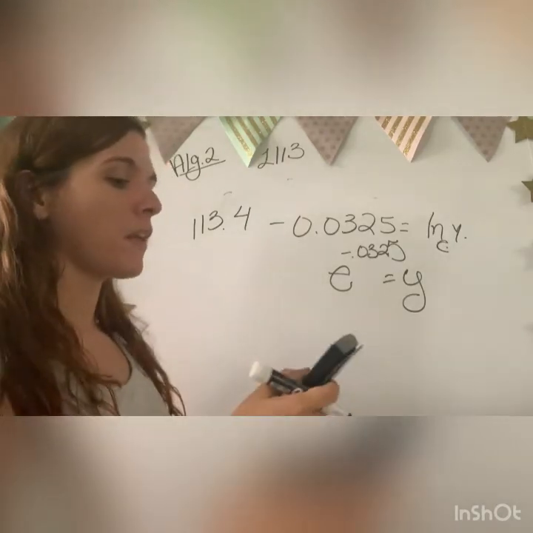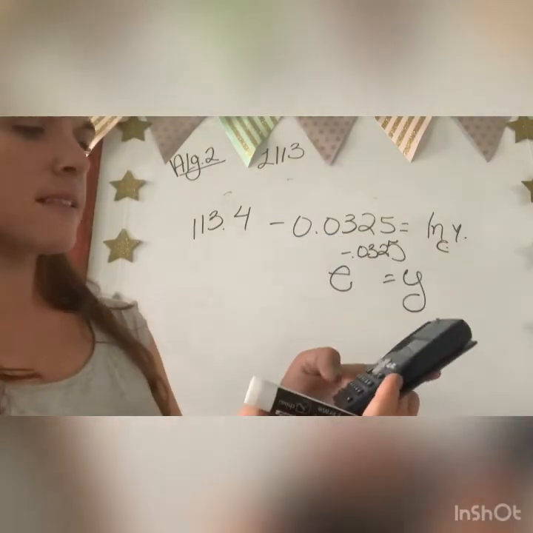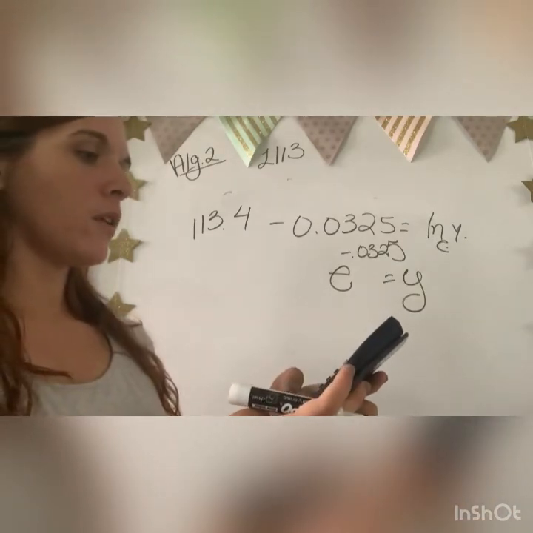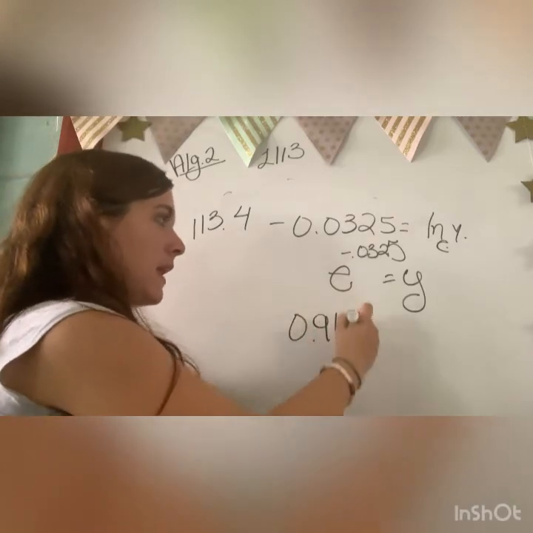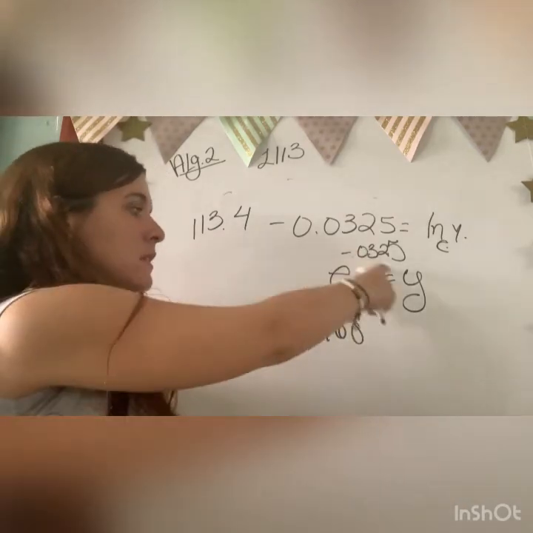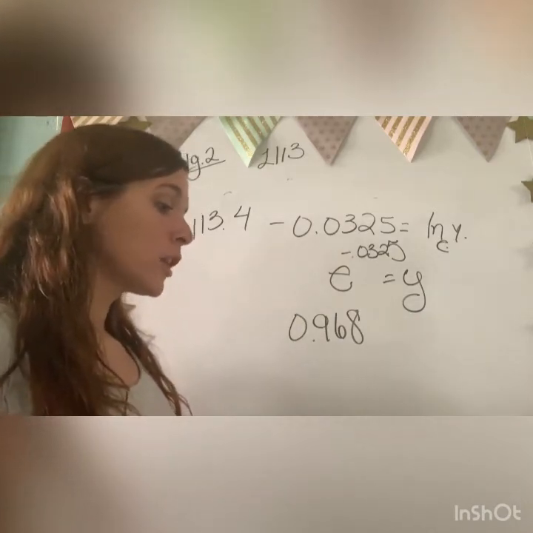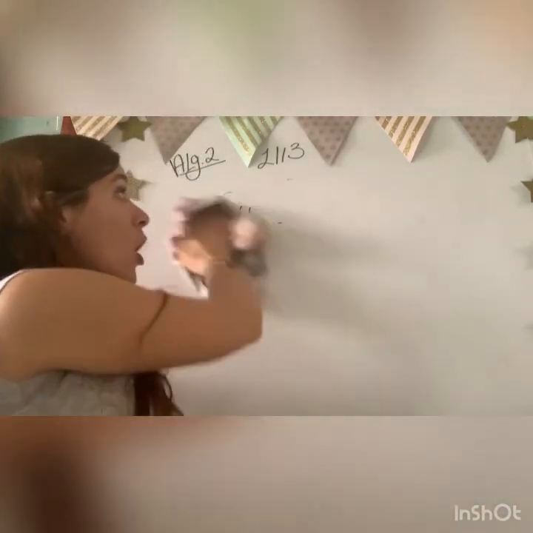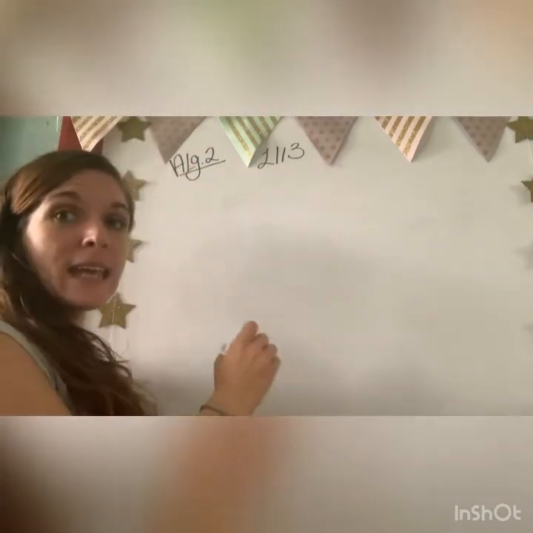So go ahead and put it in your calculator. That's shift natural log negative 0.0325. And your answer is going to be 0.968. E to this equals 0.968. Okay? Look at example 5. I'm going to do all the practice with you too because I want to make sure that you understand all of this and the different formats that you could see it in, okay?